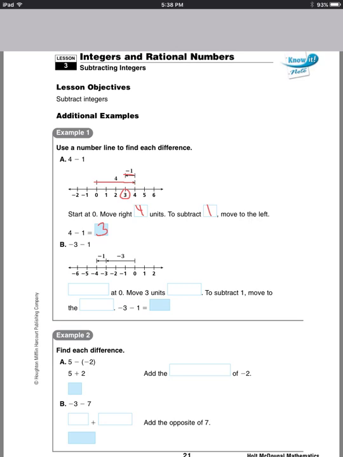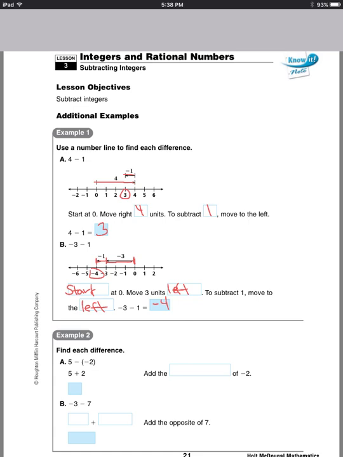B, we have negative 3 minus 1. So we start at 0, and we go to the left 3 spots because it's negative. And then we have another negative, so we go to the left 1 spot and get negative 4. So remember, we always start at 0. We move 3 units left to subtract the 3, and then to subtract the 1, we move to the left again. And we said we ended at negative 4, which is correct.